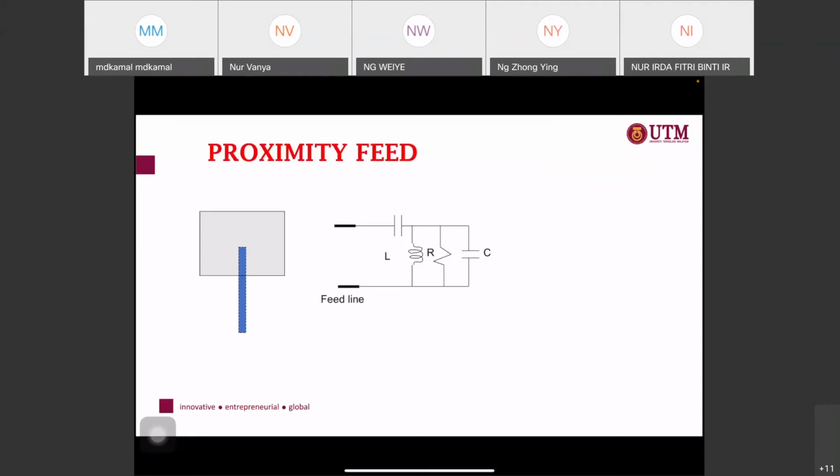Okay, so this is an example of your proximity feed, where you can define this as a capacitor between the line, and the RLC is the resonance for this particular antenna.